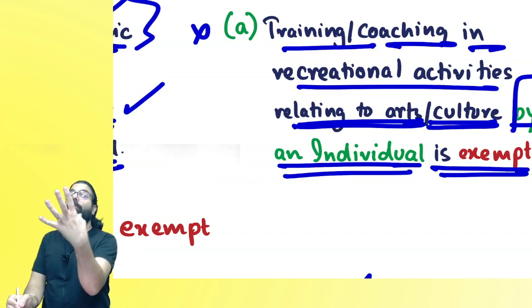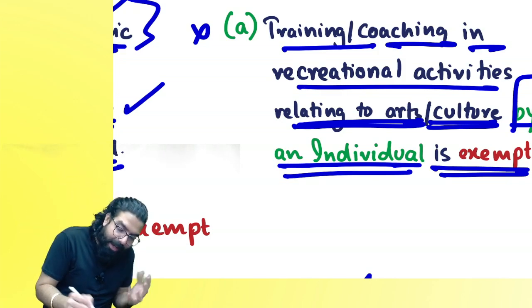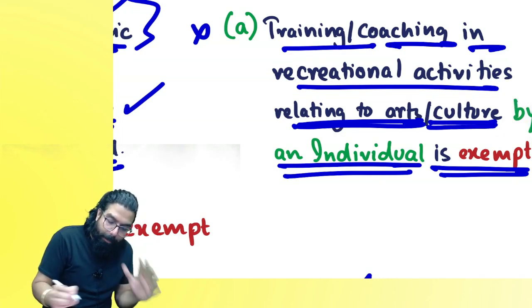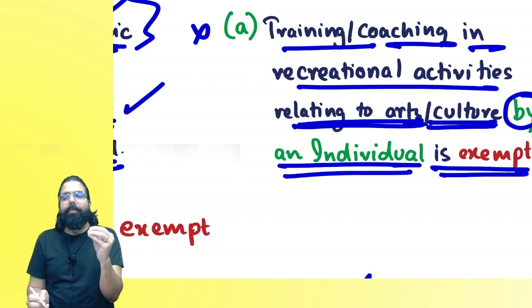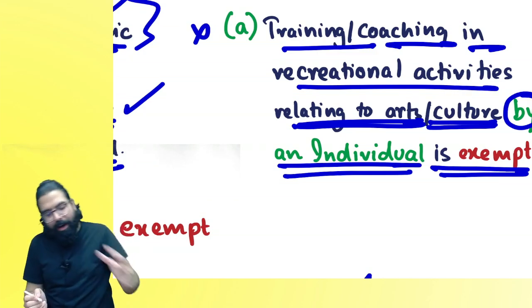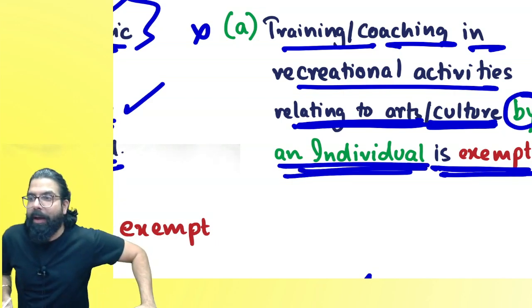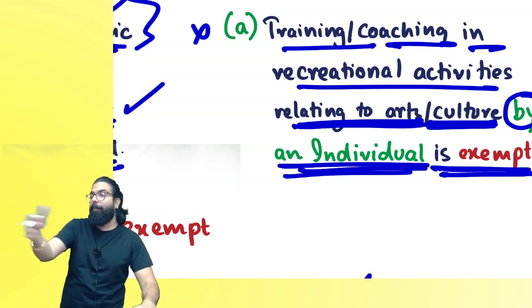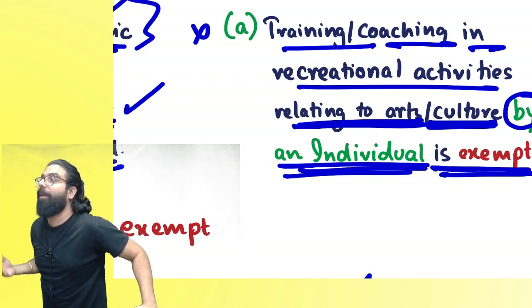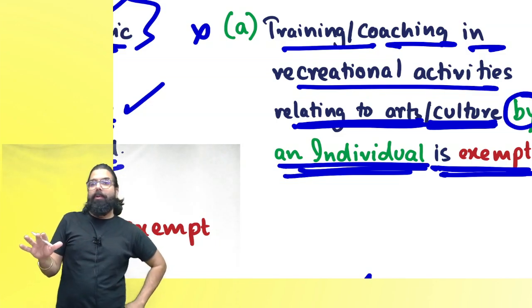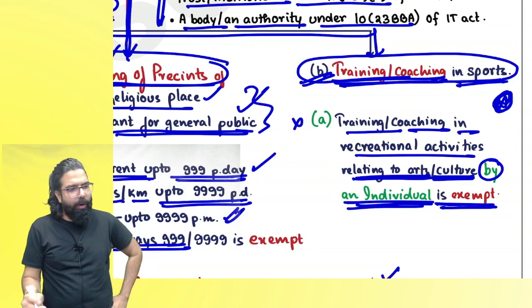Earlier, training or coaching in art or culture, given by anyone, was exempted. But now, with the amendment, everyone, for your May 23, remember, only if training or coaching in a recreational activity relating to art and culture is given by an individual, only then it shall be exempt. Ramesh gave it, it is exempt. Supposing you have a firm or a company and you give recreational activity, then it is taxable. Are we clear, everyone? Please be very careful about it. I feel that there can be a small question they can ask.